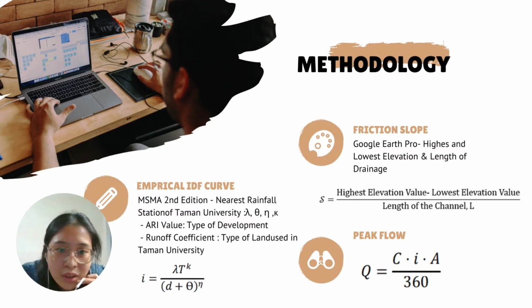Then it's the friction slope. To get the friction slope, we'll use Google Earth Pro to get the highest and lowest elevation and the length of the drainage, so we can insert them into the equation below to get the friction slope. And last is the peak flow. After we get all the values that we need from the past slides that I presented, and also from the empirical IDF curve and the friction slope, we can substitute into this equation below, which is Qp equals C times I times A over 360, to get the cubic of the drainage at Taman University and at the same time for the new design of the drainage also.